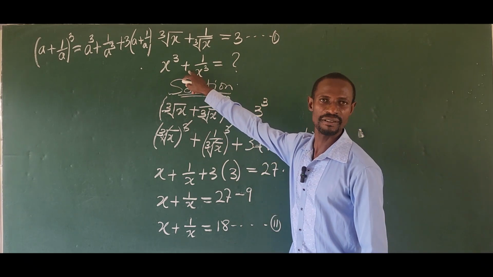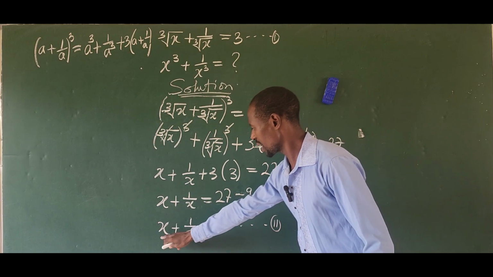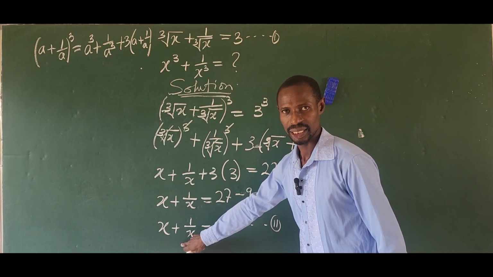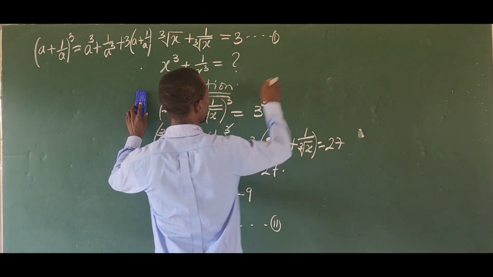Remember, look at what we are looking for. With this expression again, look at this. We are going to take the cube of both sides. Okay? So we cube both sides of the equation again. So let's continue from here.